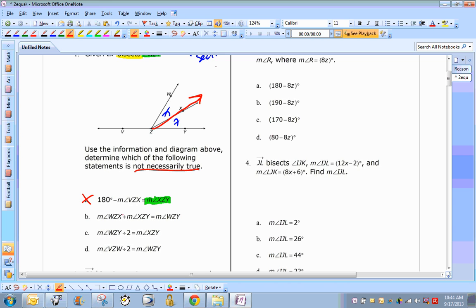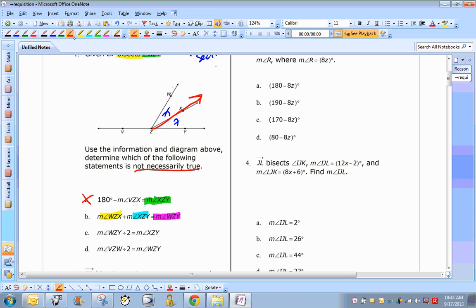Now we're looking at WZX. I'm going to highlight it, W to Z to X, this yellow angle, plus XZY, X to Z to Y. Both of those two angles added up should make WZY, correct? Because if we add two angles together, they should add to the entire whole, W to Z to Y. So that's correct, right? So we know that one's right, so we can get rid of that answer as well.